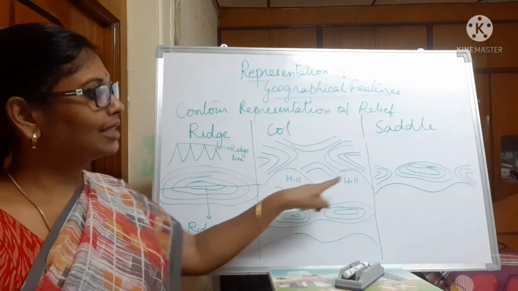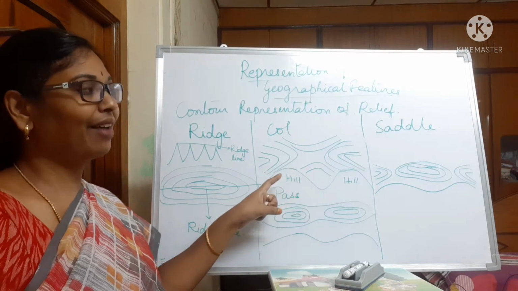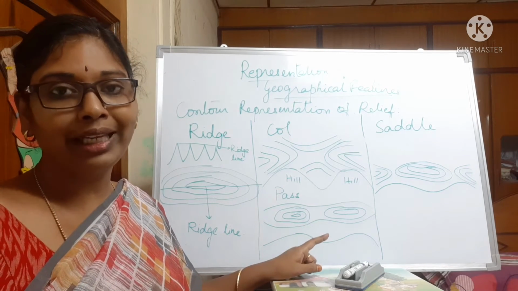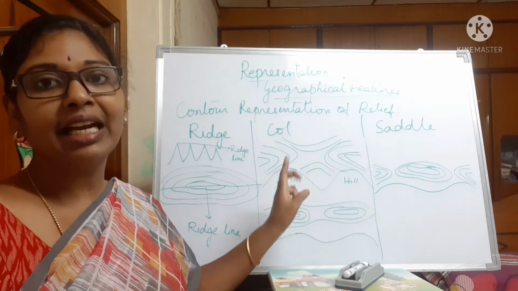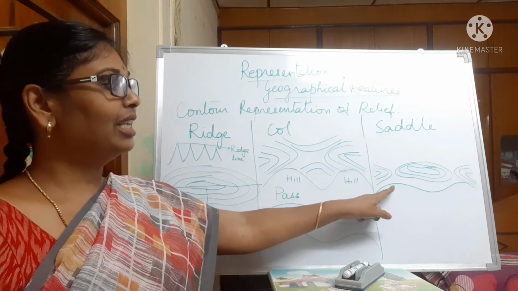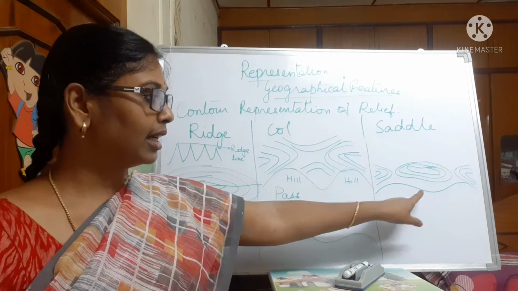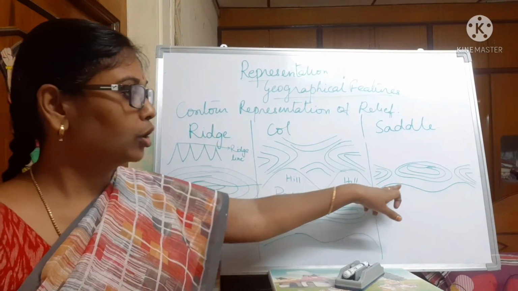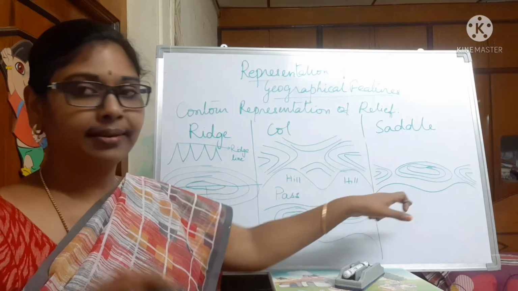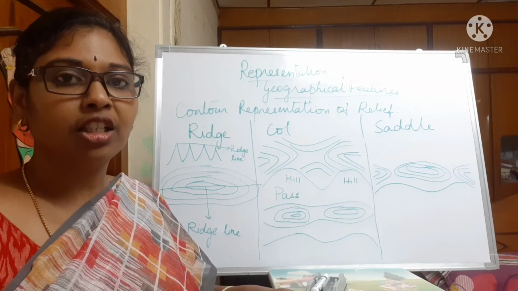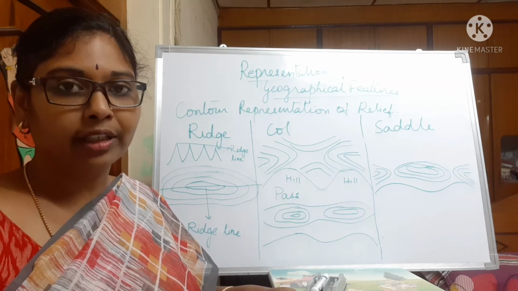Normally col, pass, saddle, all these will have the same kind of contour representation, but the only difference is in their altitudes. Saddle is a broader way of representing. So saddles have broader bases. We have gaps also, which are caused by running water.